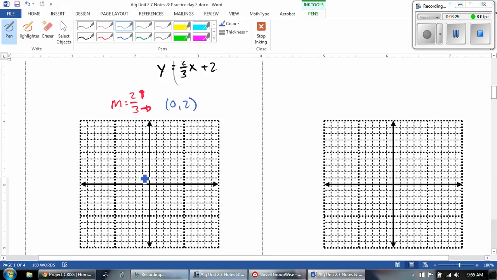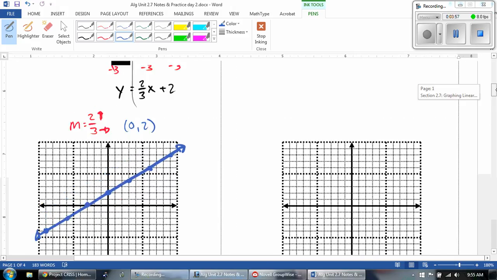Then, same as before, I go to (0, 2), and I go up 2 over 3, up 2 over 3, up 2 over 3. And we're doing that in both directions, not just one direction, but both. Straight edge, add my arrows. That's not too bad, was it?